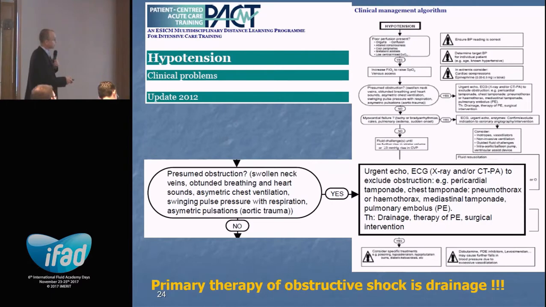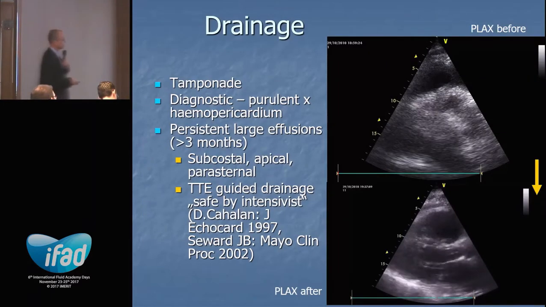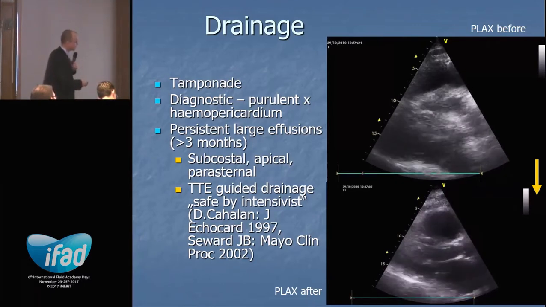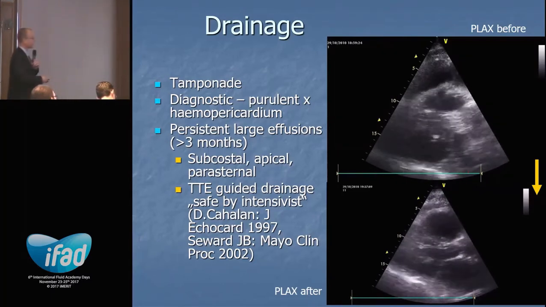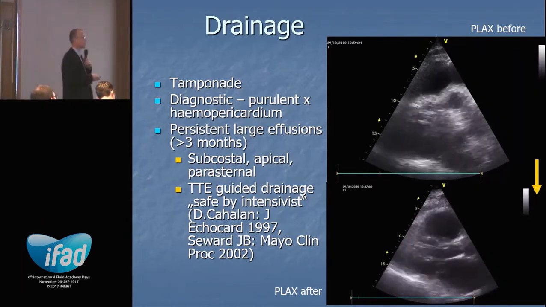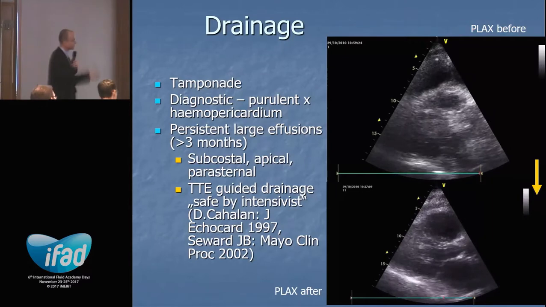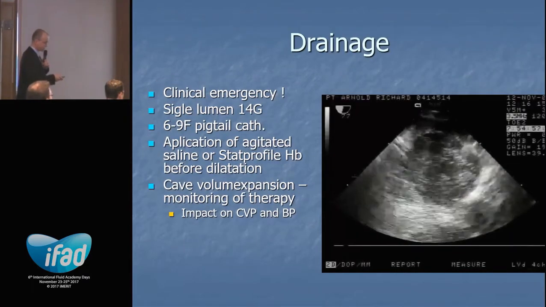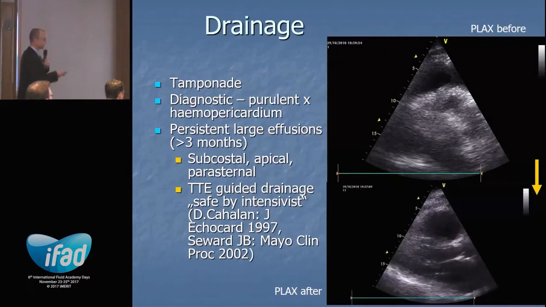And the drainage is an emergency. You do it either as a diagnostic for purulent fluid or to exclude hemopericardium. You always like to remove blood from the pericardium because it may cause fibrosis and constriction later, as well as inflammation. So you would probably use the subcostal, apical, or eventually parasternal window. This is before the drainage, sorry, that was before the drainage, a circumferential fluid, and this is after the drainage in parasternal long axis.